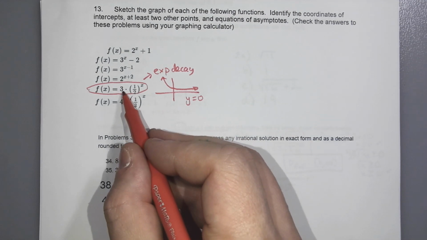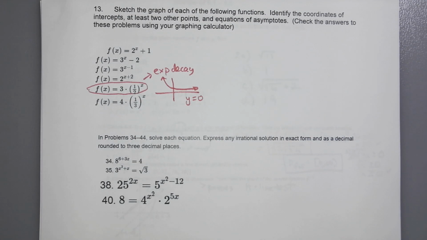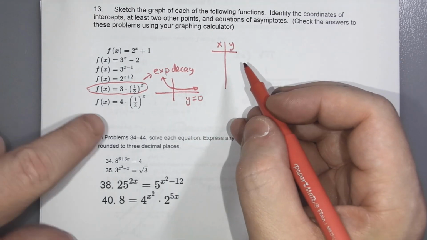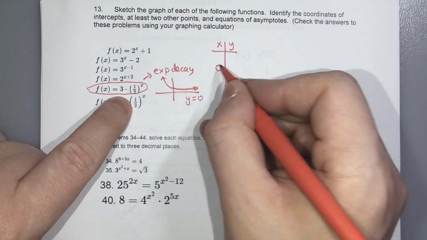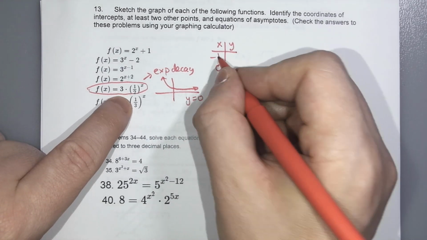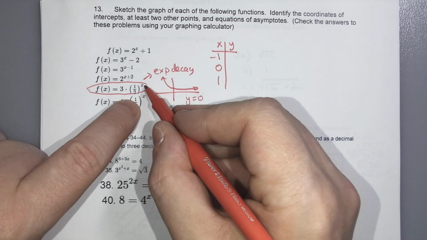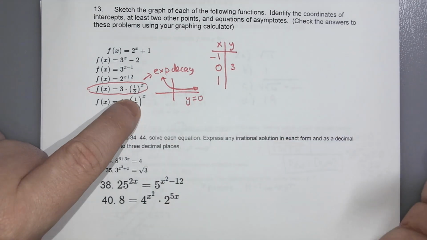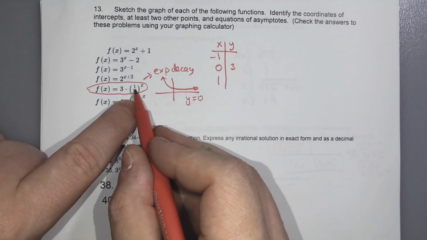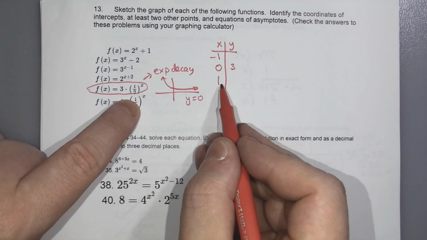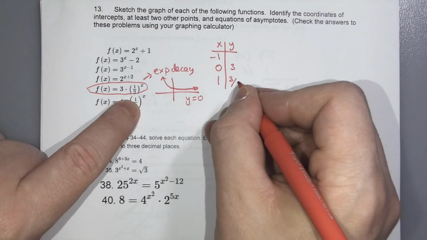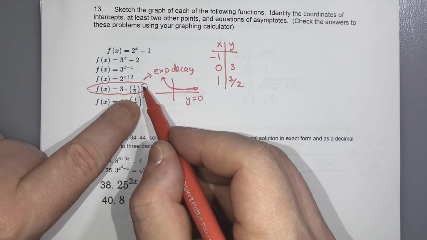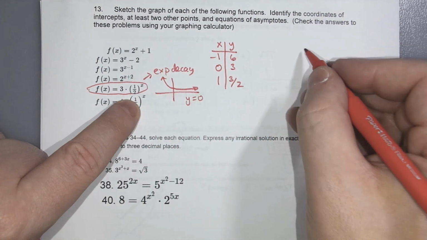And it will have a bit of a stretch factor going on here, so let's just make a t-table for this one for the purposes here. x, y, so let's plug in 0 and 1 and -1. So 1/2 to the 0 is 1. That was our parent point, but then we have a multiply by 3 for the vertical stretch. 1/2 to the 1 would be a half, but then multiplied by 3. And then -1 is a flippy, so 1/2 flipped is 2, and 2 times 3 is 6.